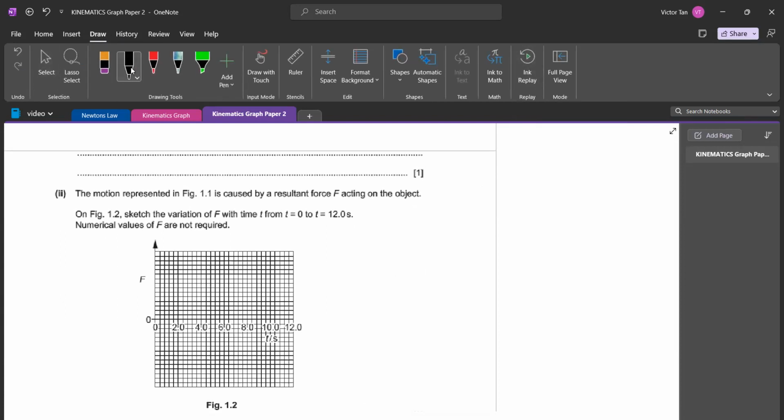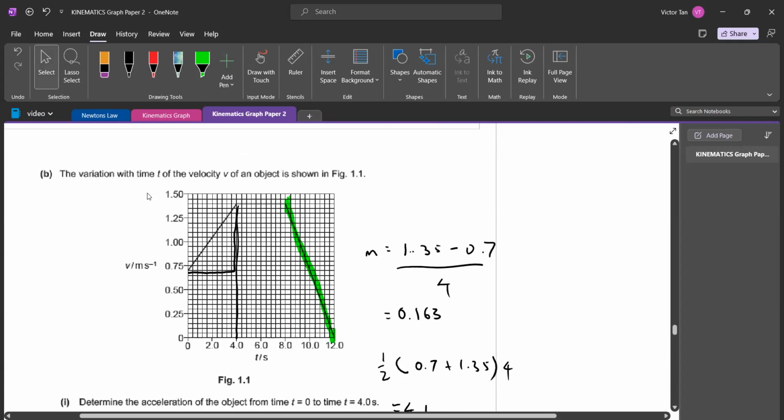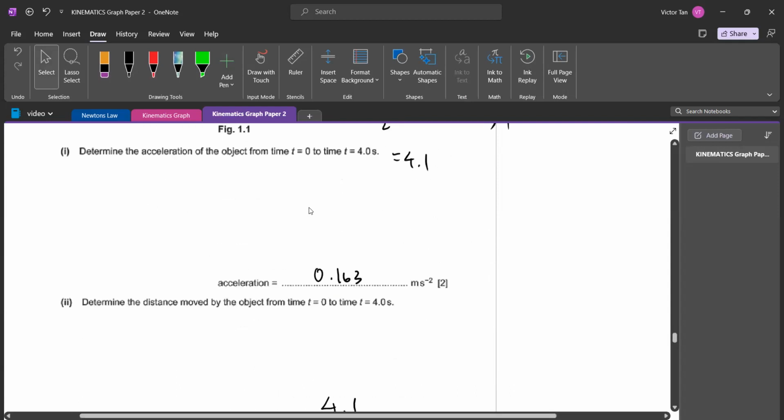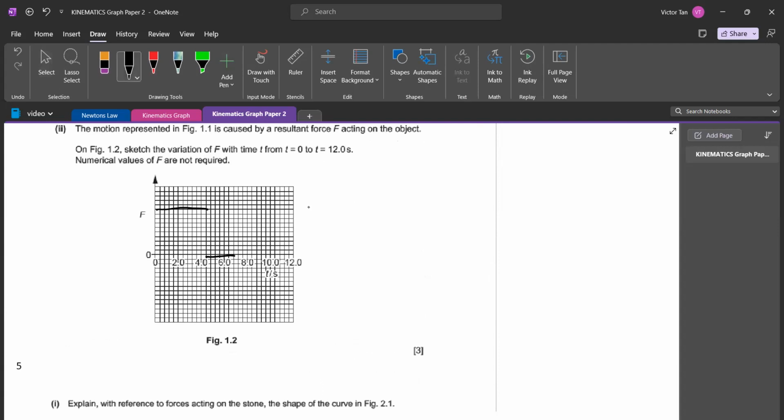Therefore, a constant gradient is a constant acceleration. So from 0 to 4, constant gradient, constant force. From 4 to 7.6 seconds, zero gradient, zero force. And you might put in a larger negative force from here.